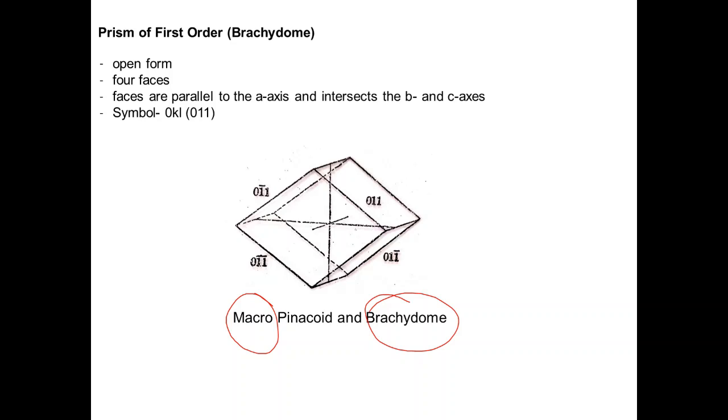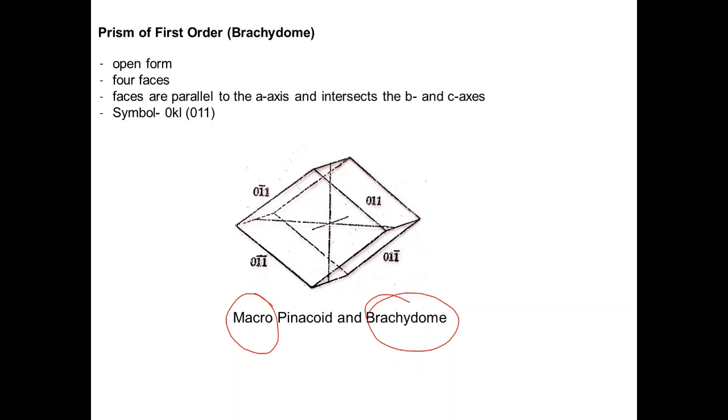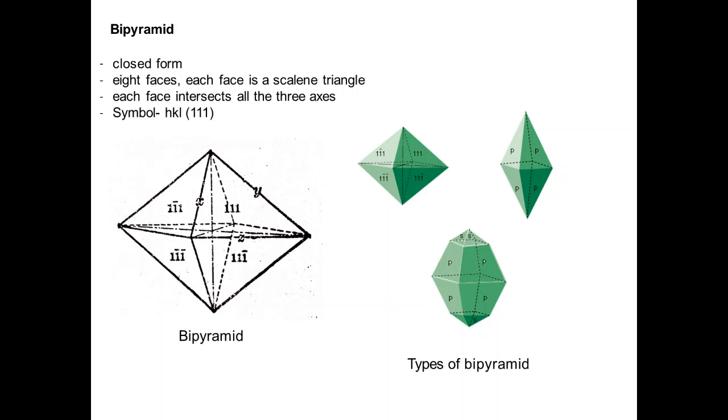So prism of third order, or simply prism, is the 110 face. Then prism of second order, or macrodome, is the 101 face, and prism of first order, or typically brachydome, is the 011 face. So all the three prisms are clear to everybody. You should try making these diagrams, and remember, once you get these concepts right, you will never end up making mistakes in the exams. Now we have a closed form.